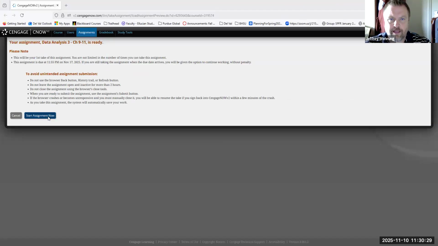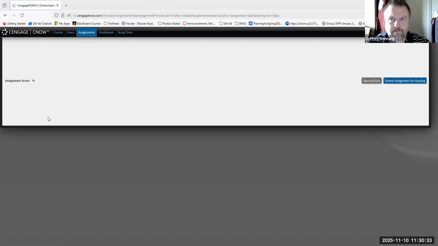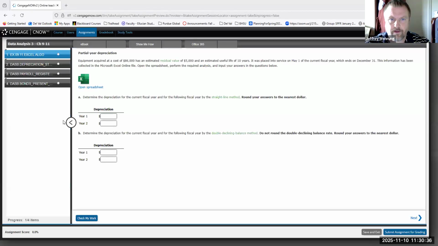So we'll start the assignment now. Okay, great. So this first one, it says partial year depreciation. So this is great. We've done depreciation questions before. So equipment carried at a cost of 86,000. Again, your numbers will be different, just like all the assignments. It has an estimated residual value of 5,000, estimated useful life of 10 years, placed in service on May 1st of the current year, which ends December 31st. This information has been collected in a Microsoft Excel online file.